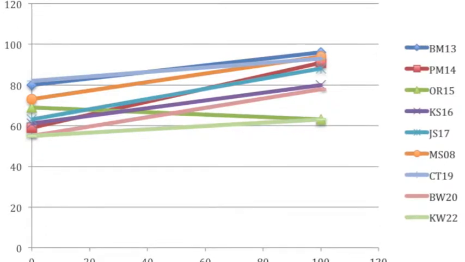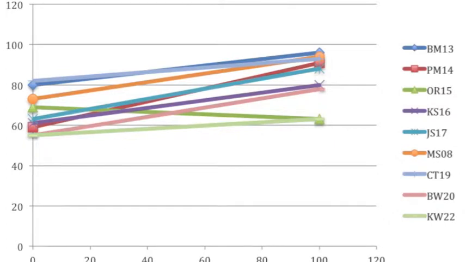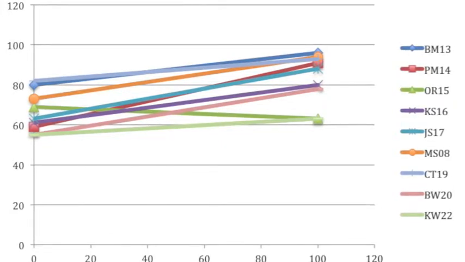Here are the percentage growth scores for the last 9 students. It starts with BM13 and ends in KW22, and it's set up the same as the previous scatter plot. It starts with the score that they made on their pretest, shows their percentage growth, and the final dot is their final score on the post-test.